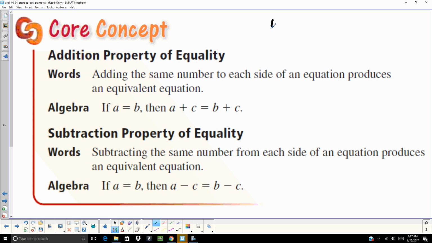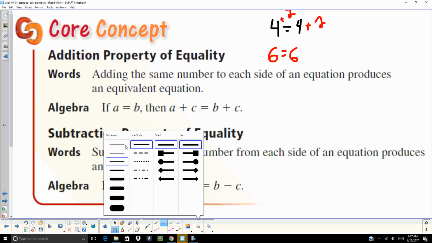For example, we know 4 equals 4. If I add a number to both sides of that equation, let's say 2, I'm going to get 6 equals 6. That's what the addition property of equality is. You're adding the same amount to both sides of the equal sign.